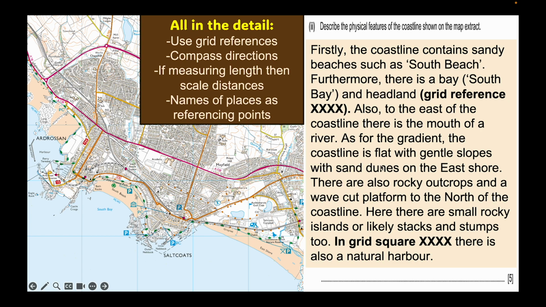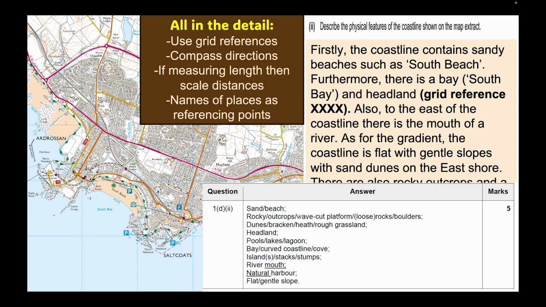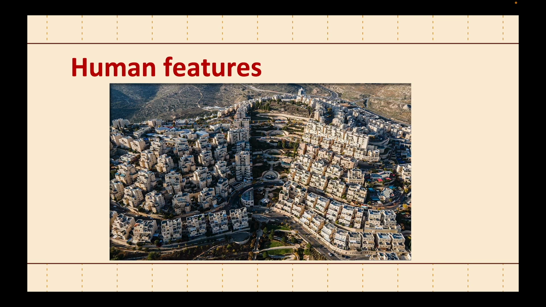There are also rocky outcrops and a wave-cut platform to the north of the coastline. Here there are small rocky islands or likely stacks, and stumps too, in grid square. Here you can see the term. There is also a natural harbour. So here's the mark scheme. Just remember you need to include river mouth and natural harbour in order to get the marks. Harbour wouldn't suffice, unfortunately. So if you want to pause again and write these down, feel free, before I move on to the human features this time.